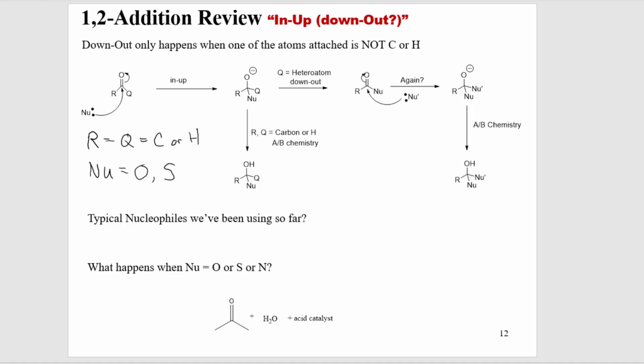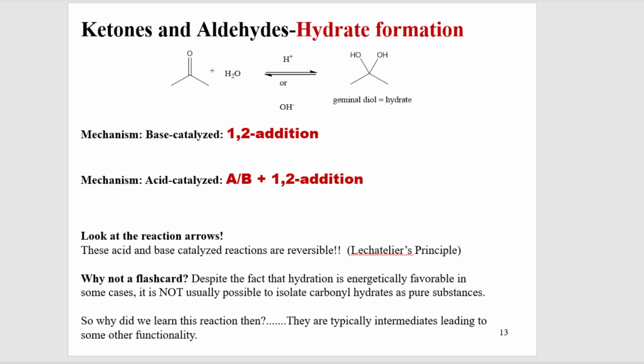Well, you'll see that we're not going to go from our start. We're going to do the in and up, but once we get to this crossroad, we're actually going to do something else. Okay, so I'm going to walk you through that. It's what happens when the nucleophile is oxygen, sulfur, or nitrogen. This reaction, although not very useful to us, and I'll explain why, forms something called a hydrate.